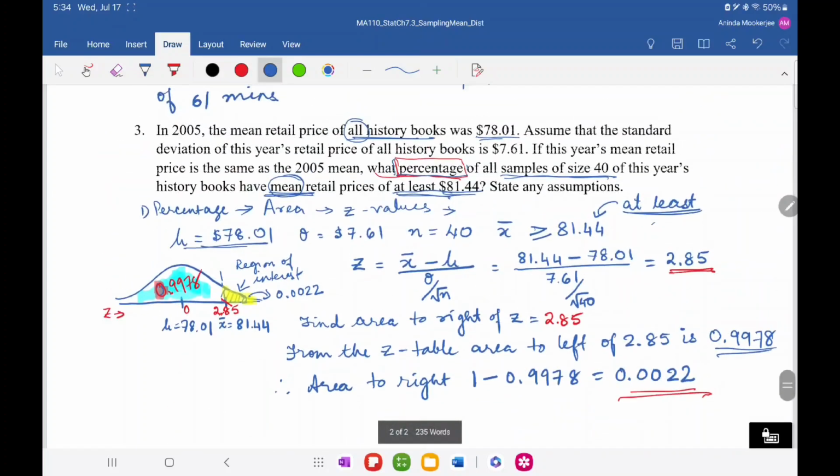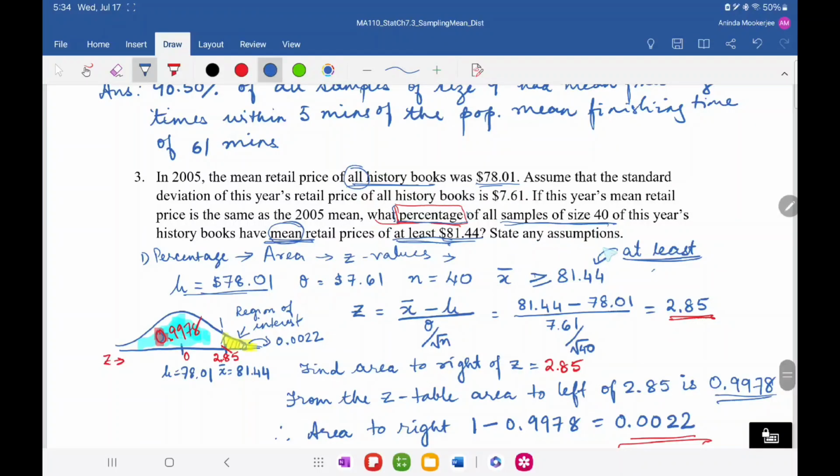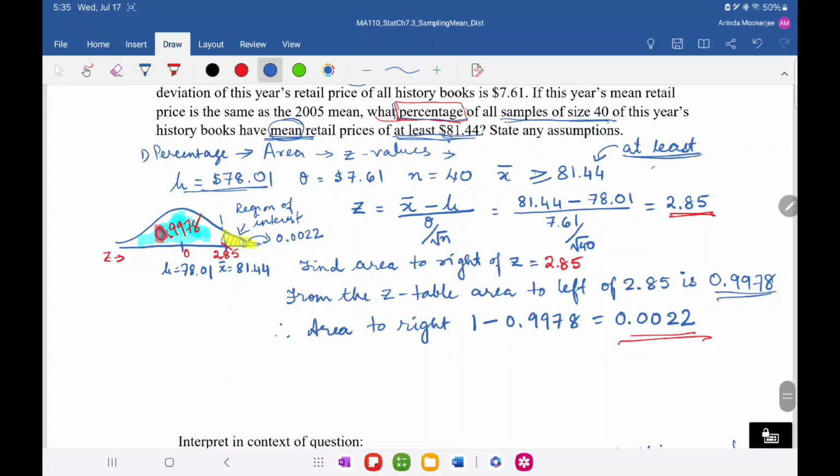All right, and then they asked one other question, state any assumptions. Now, even though it didn't say anywhere in the question that this was a normal distribution, because the sample size is 40, which is considered a pretty large sample size. The sample size is large if it is greater than or equal to 30, and 40 is definitely greater than 30. So by that measure, we can pretty safely assume that it's going to be a normal distribution. You may have to state that if they ask you to state any assumptions.